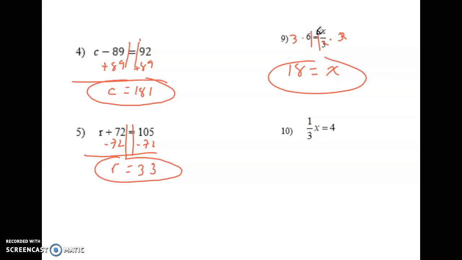Number 10, draw my wall. Who does x want to get rid of? The 1/3. Now we can divide both sides by 1/3 and do SOR, same, opposite, and reciprocal. Or we also learned that if I multiply both sides by the reciprocal, the 3s cross simplify. I'm left with x equals 4 times 3 is 12. And if I check, 1/3 of 12 gives me 4.